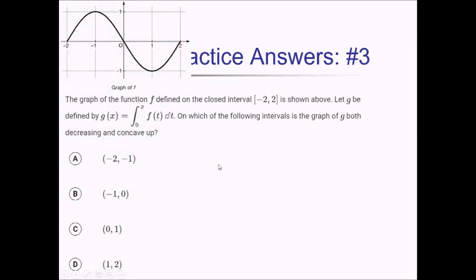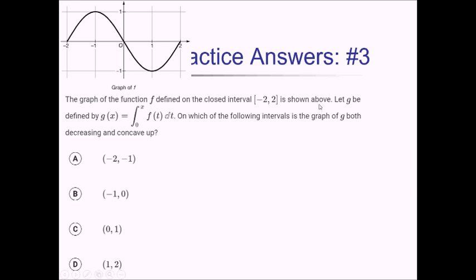On this one, we're given the graph of f on the interval from -2 to 2, and g is defined as the integral of f from 0 to x. We want to know which interval gives us a graph of g that is both decreasing and concave up. So if we want to know where g is decreasing and concave up, it would be awfully helpful if we knew where g prime was negative and increasing.